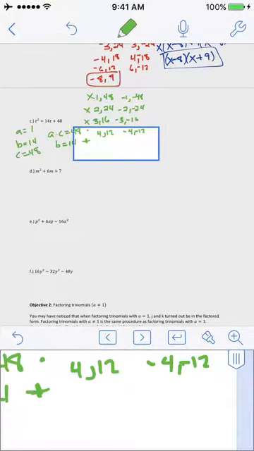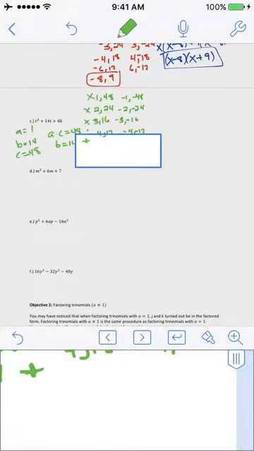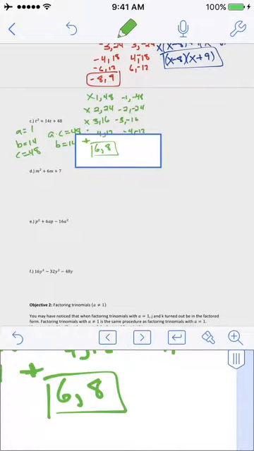It must be the next one. Okay, it can't be 5 because it doesn't end in a 5 or 0. But 6 and 8. Oh, there it is. 6 and 8, 6 and 8 add to 14. Fabulous.